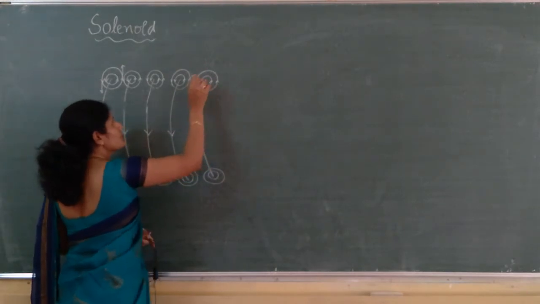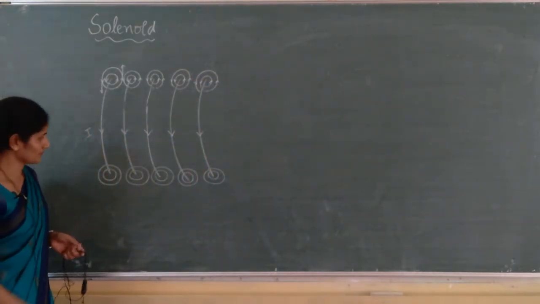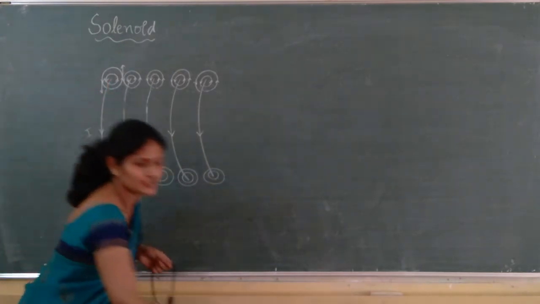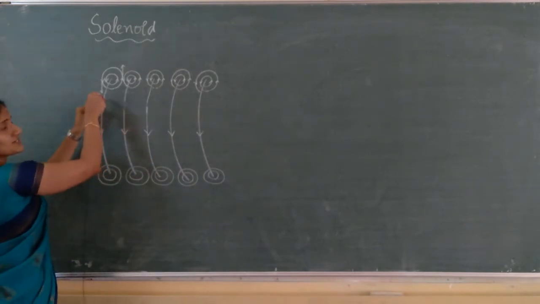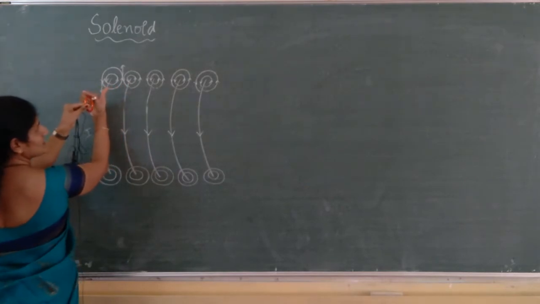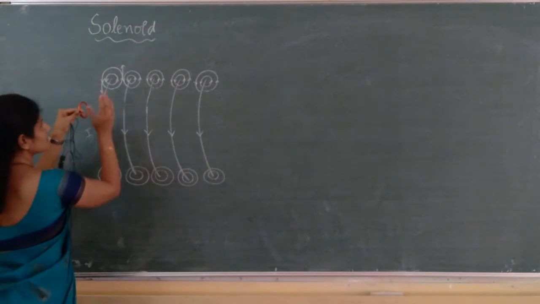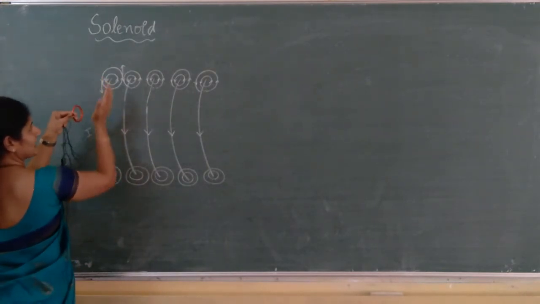So, like this, we have magnetic field lines around the space of the conductor. So, here, at this point, the current is like this. We have current, so this is the direction of current. So, the magnetic field lines are like this.